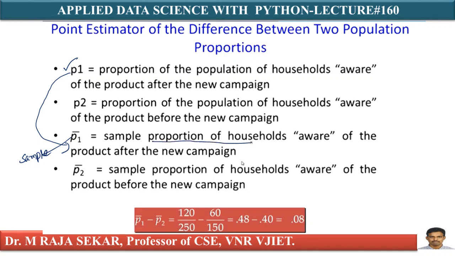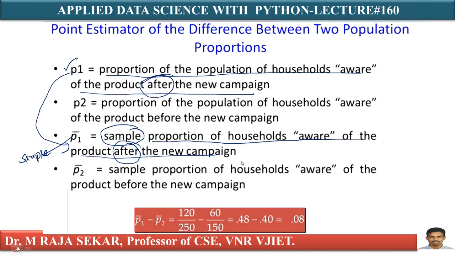The same proportion of households aware of the product. P1 is the proportion of the population, and P1 bar is the sample proportion. That is the only difference. This P1 is related to after the new campaign. Just see, after the new campaign, P1 is the proportion of the population and P1 bar is the sample proportion. That's the only basic difference.